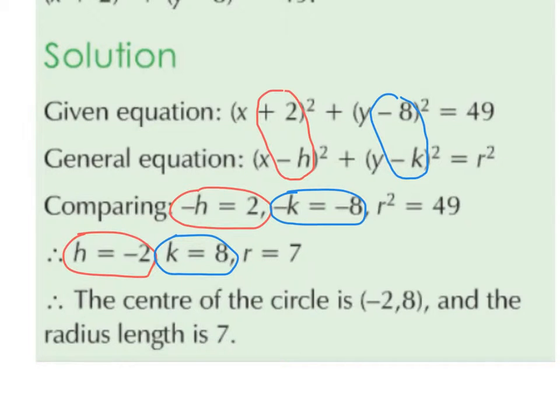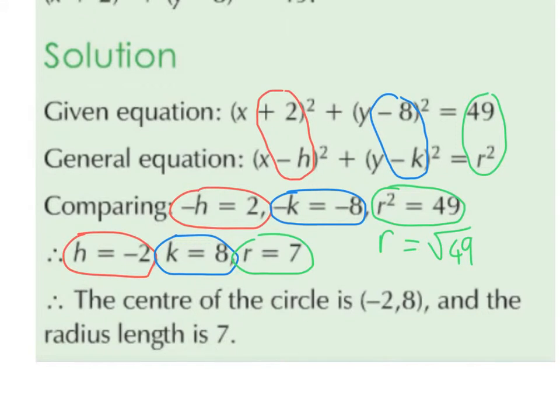And lastly, we have 49 is equal to r squared. So we have r squared is equal to 49. So r is going to be equal to the square root of 49. And the square root of 49 is 7, so r is equal to 7.